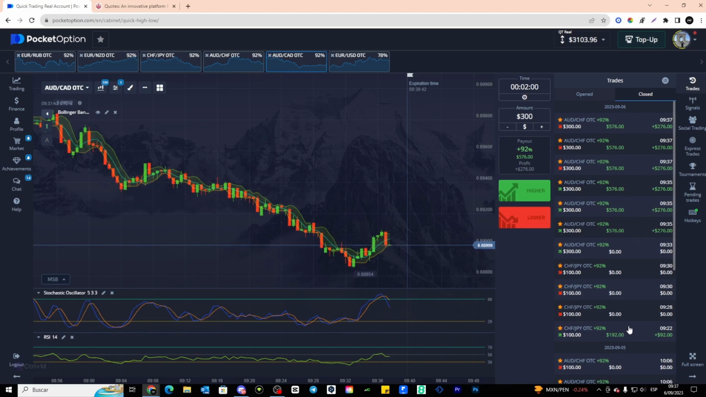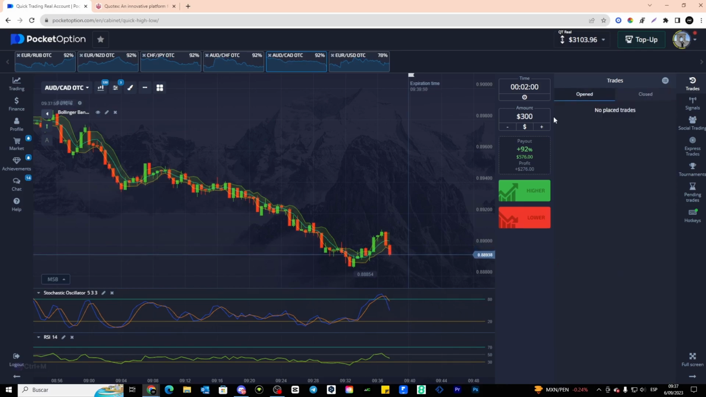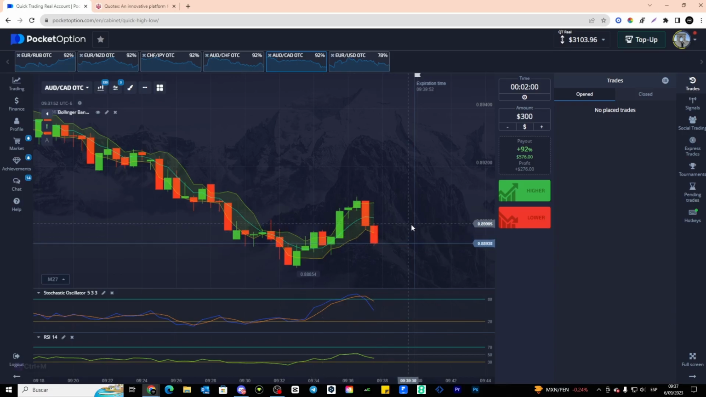I think this is everything for me today. We have 4 losses, but we had 1, 2, 3, 4, 5, 6, 7 good trades, and I have my doubts with this one. Now it's too late. But the strategy is really good.